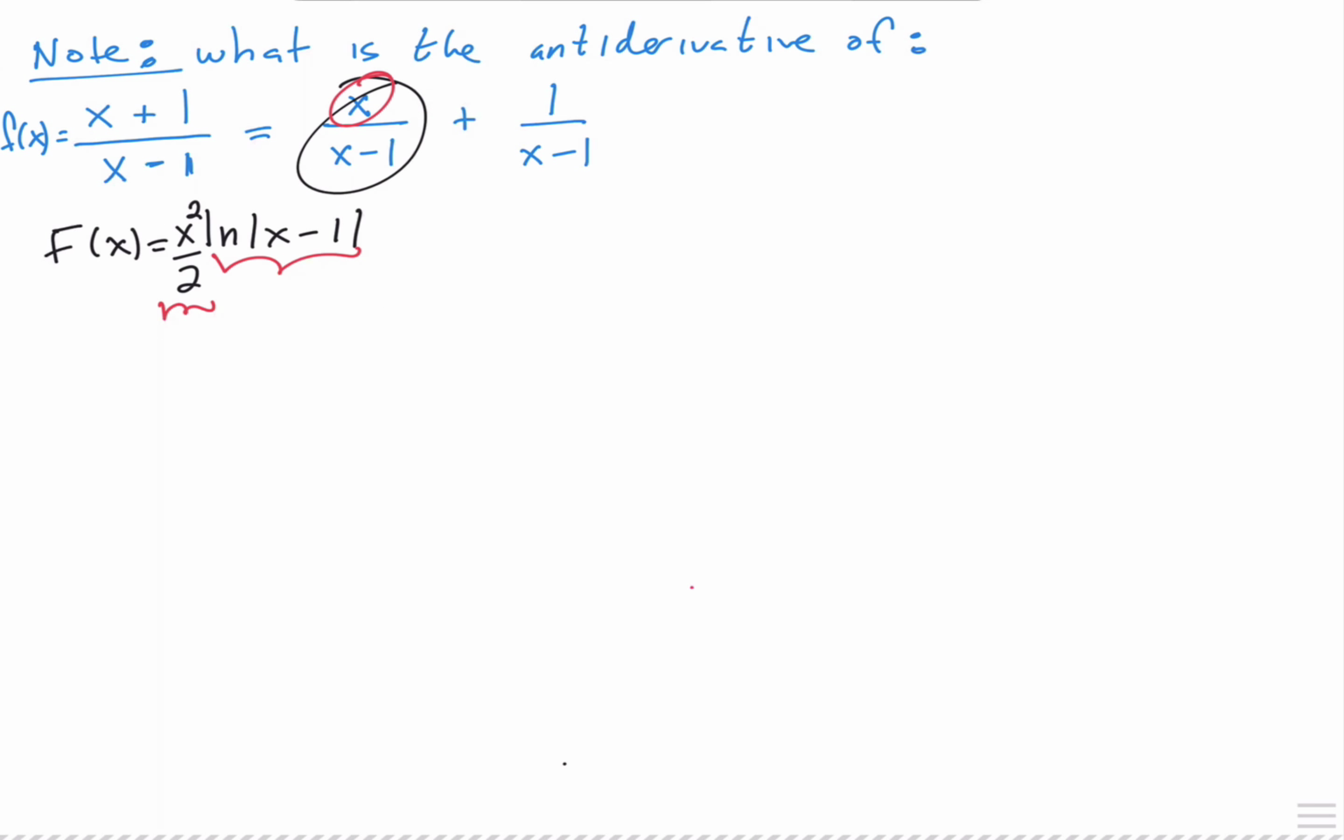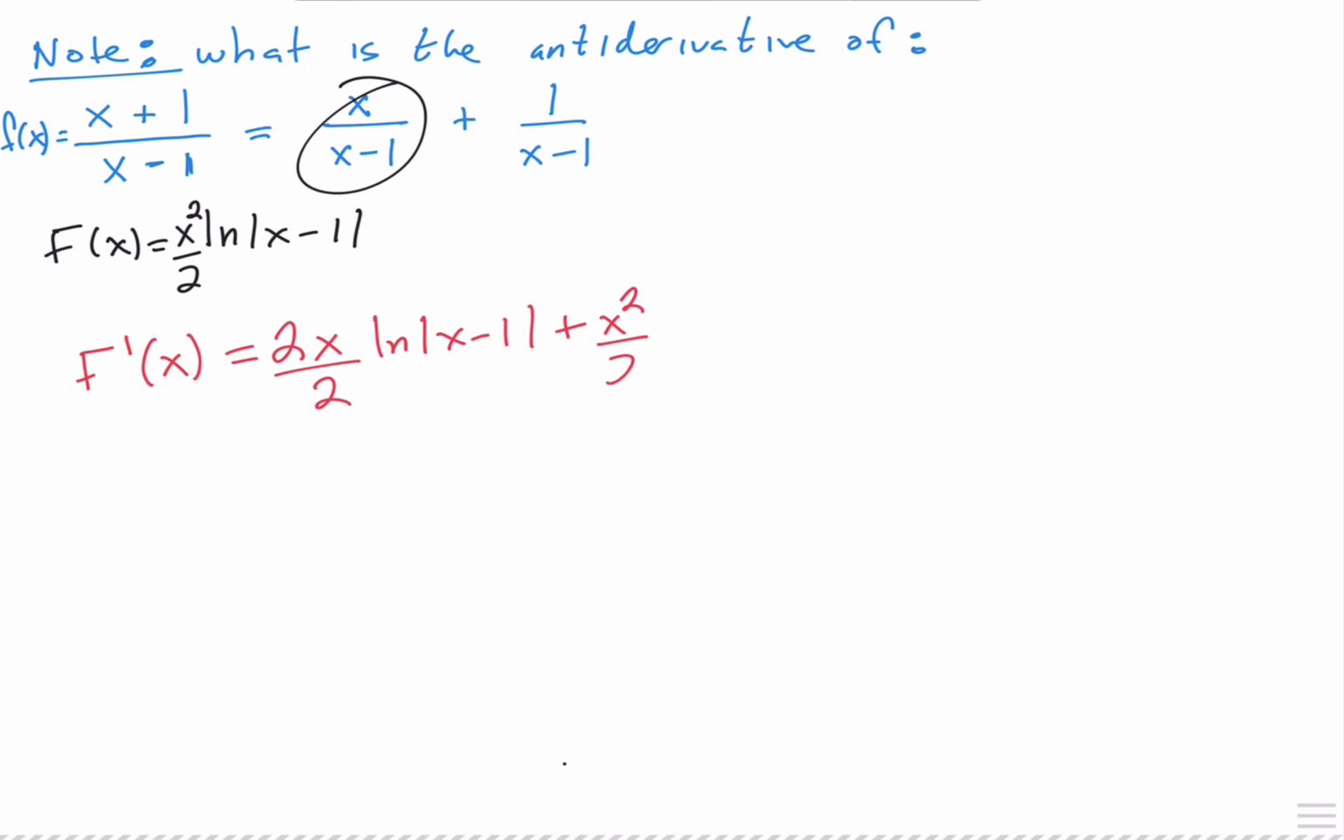So, I mean, you can try. So let me remove all these scribbles that I made. So you can try. And if I say, okay, well, the derivative of this is 2x over 2 ln of x minus 1 plus x squared over 2 times 1 over x minus 1. Well, I have everything that I need, except that I have a whole bunch of extra stuff that I don't need, right? So where else can you go from here, really? You can't really go anywhere, right?